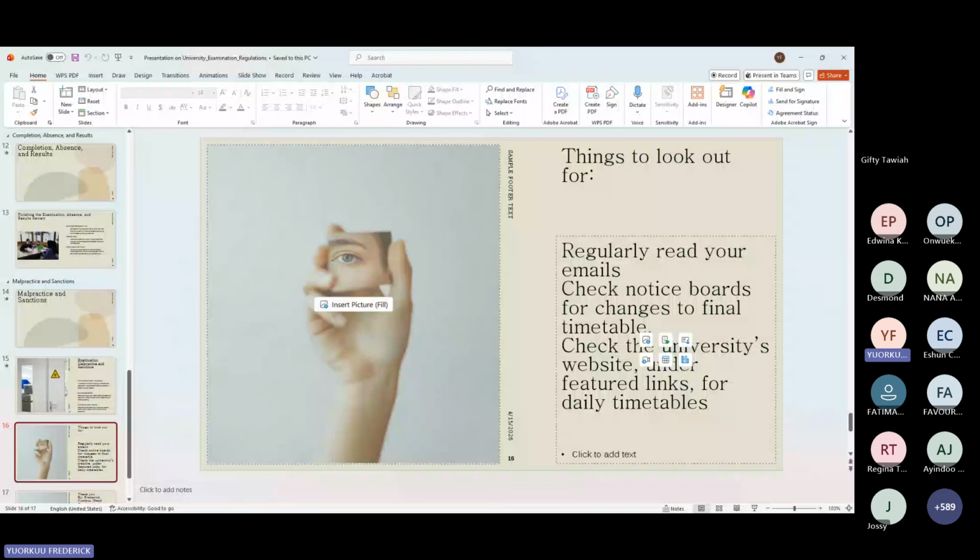Having said this, I'm just going back to tell you that you should regularly read your emails, because that is the only official means of us talking to you.